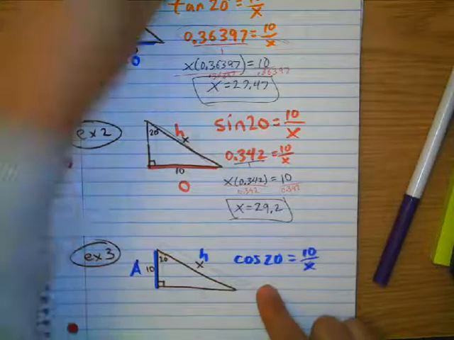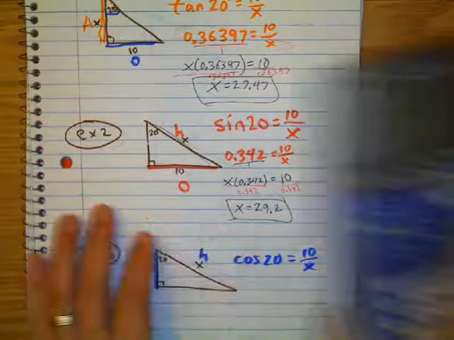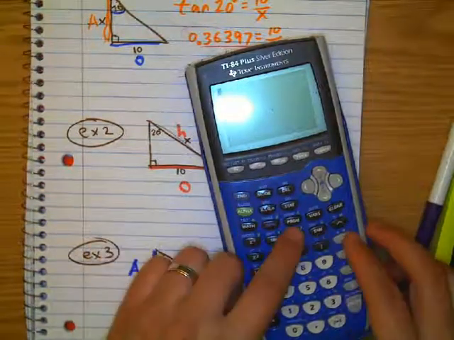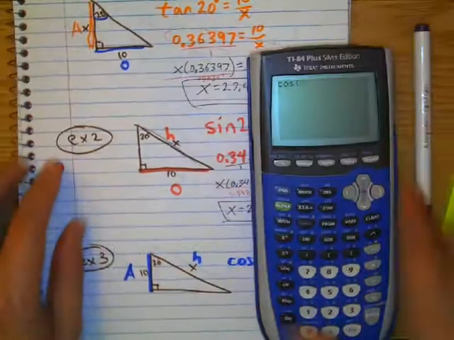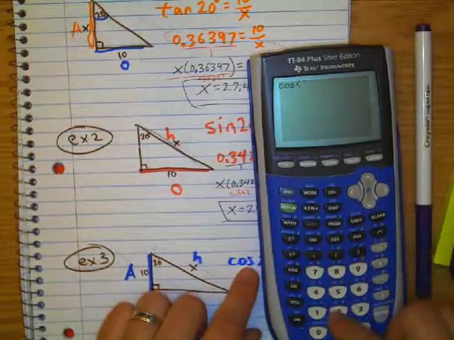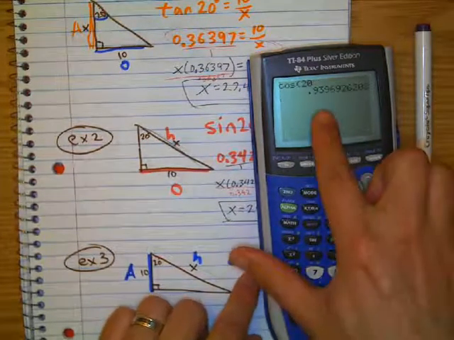So I can do cosine 20 degrees, and I get 0.9396.